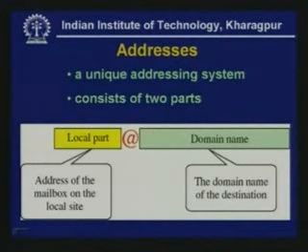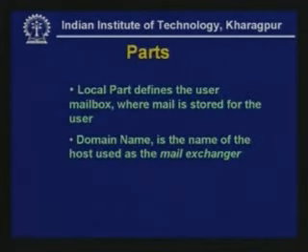So, this is the address part from the domain name reaching the destination, that we have seen earlier, and once it reaches near its destination, by looking at the local part, finding out the address of the mailbox is easy. The local part defines the user mailbox where mail is stored for the user, and the domain name is the name of the host used as the mail exchanger.